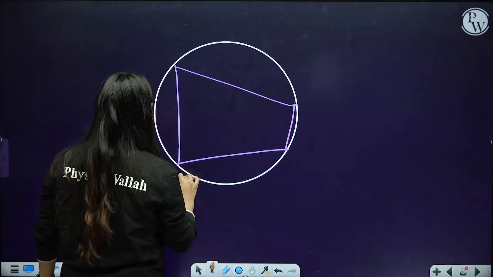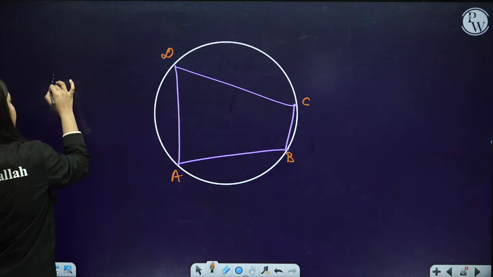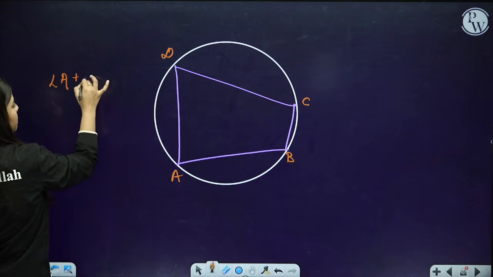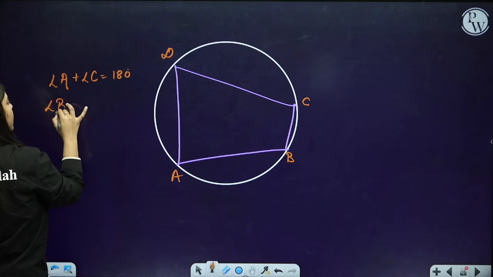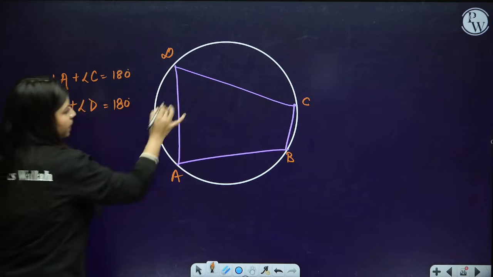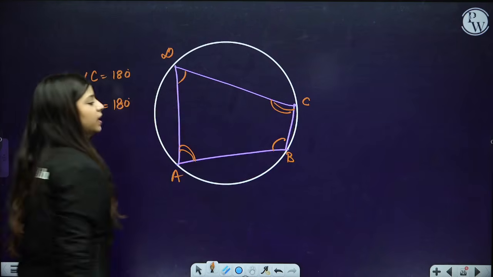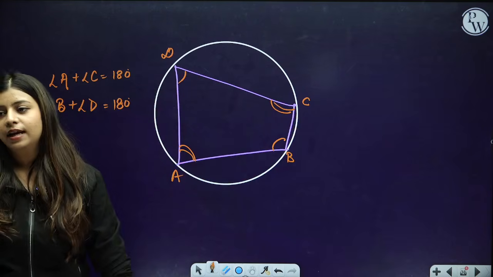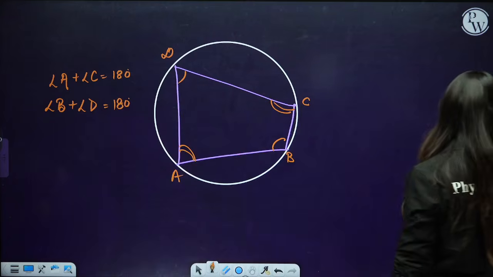That means if this is angle A, this is angle B, this is angle C and this is angle D. So I can say that angle A plus angle C is equal to 180 degree. Angle B plus angle D is also equal to 180 degree. So this angle plus this angle and this angle plus this angle is equivalent to 180 degree. Clear with everyone? I hope this is clear.